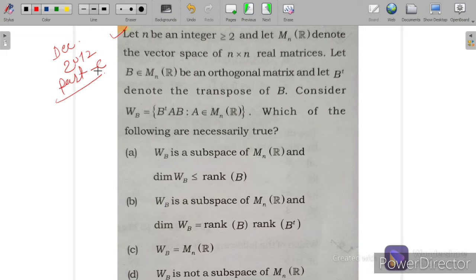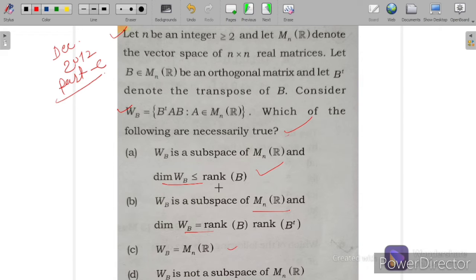Let B belonging to M_n(R) be an orthogonal matrix, and let B transpose denote the transpose of B. Consider W_B equal to B transpose A B such that A belongs to M_n(R). Then which of the following are necessarily true? W_B is a subspace of M_n(R), and dimension of W_B is less than or equal to rank B. W_B is a subspace of M_n(R), and dimension of W_B equals rank B times rank B transpose. W_B equals M_n(R). W_B is not a subspace of M_n(R).